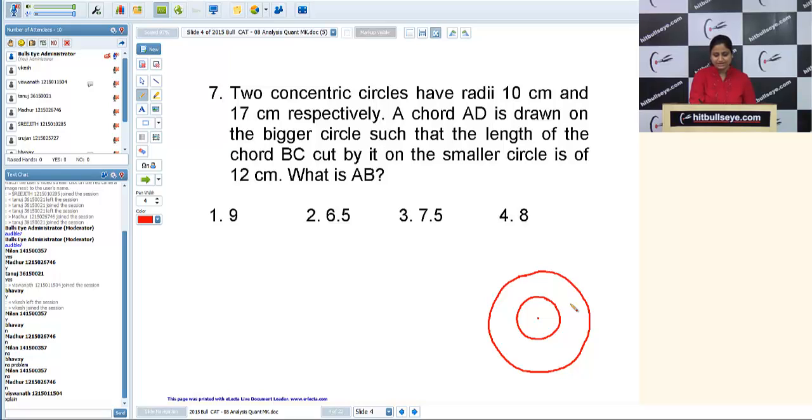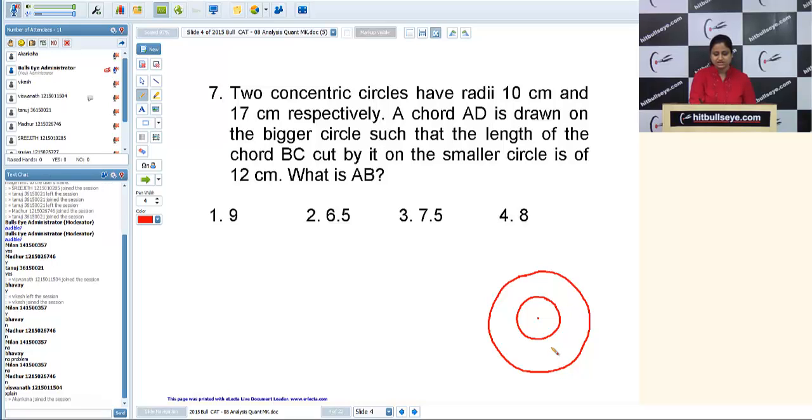A chord AD is drawn on the bigger circle such that the length of the chord BC cut by it on the smaller circle is of 12 centimeter. This is the thing. This is A, B, C and D. The chord length is, this is not given. We want to calculate AB actually, but BC is given. BC is given as 12.